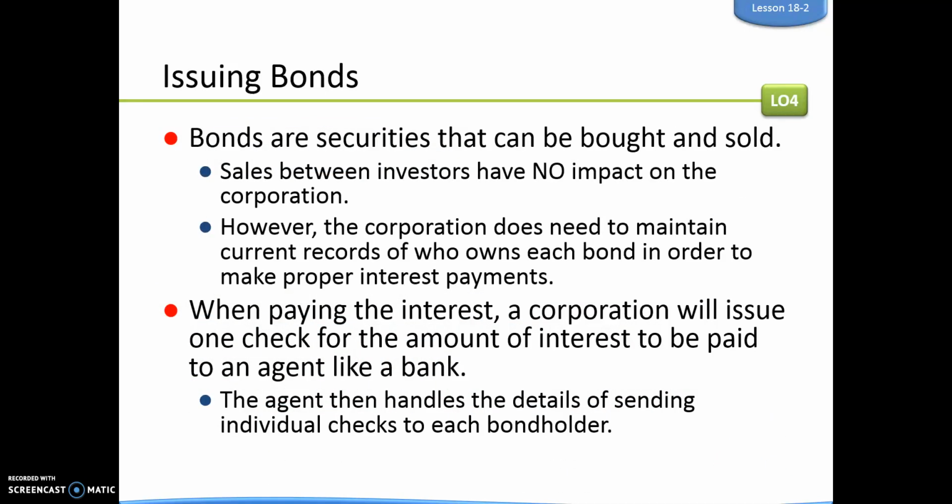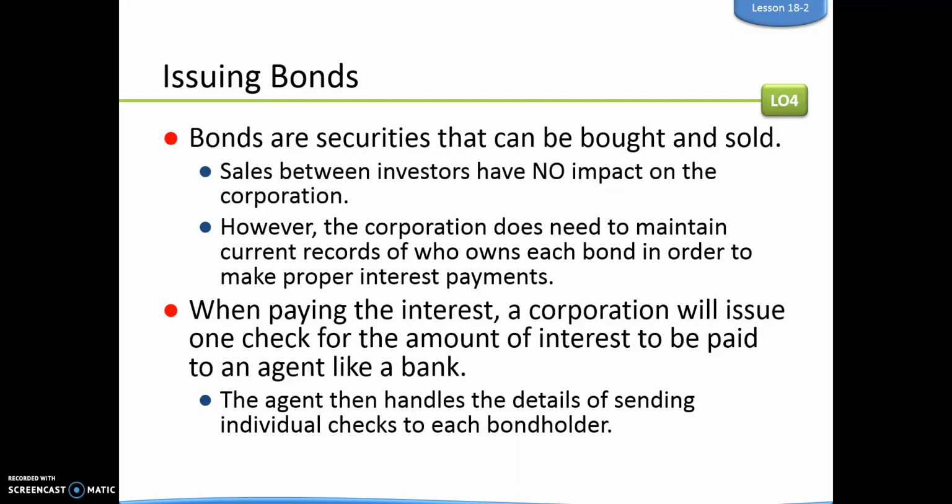But now let's talk about what happens when we have to pay back our bonds. Bonds are actually a form of securities that can be bought and sold frequently. A lot of times you hear stocks as things that are bought and sold frequently, but bonds are bought and sold just as often as stocks are. Now, a sale between one investor and another doesn't have any impact on us as a corporation. We don't care who owns our bonds.